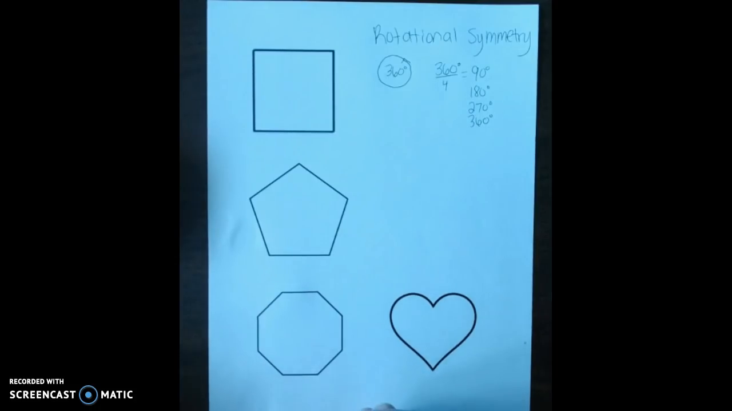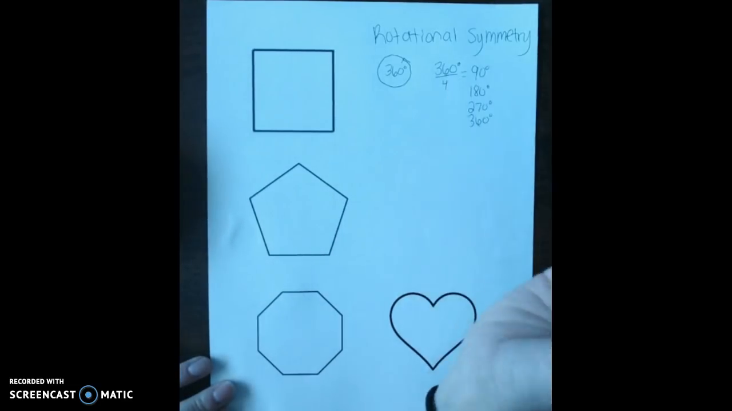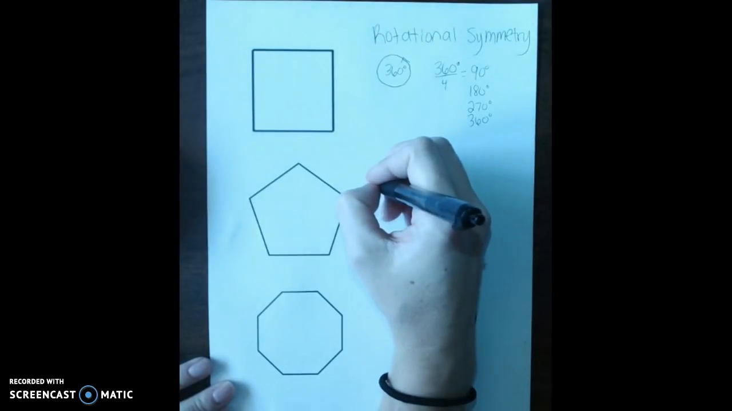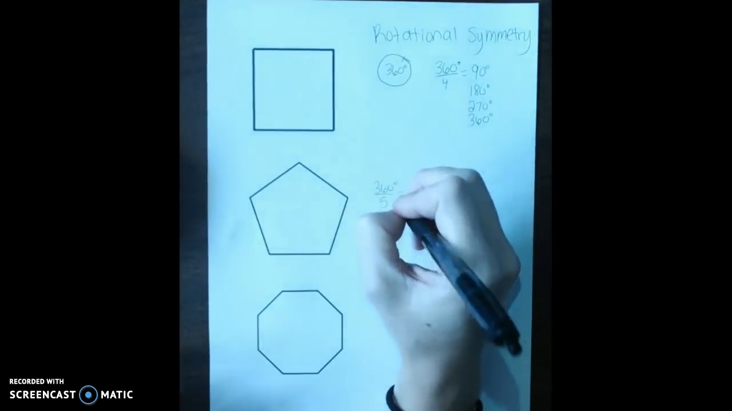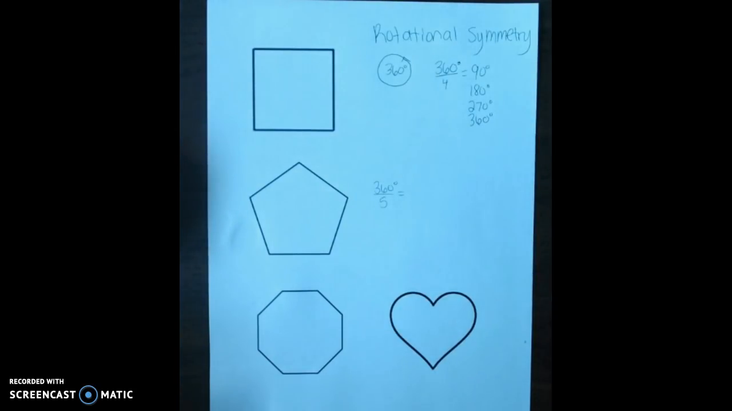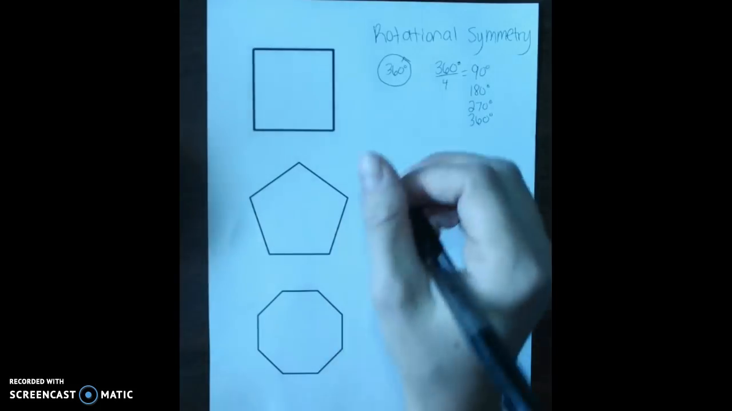Okay, let's check out our pentagon. Our pentagon has 5 sides. It is a regular polygon. So we can go ahead and take our little mathematical shortcut. Since a full rotation is 360 degrees, we can divide that by how many sides we have. And 360 divided by 5 is 72 degrees.